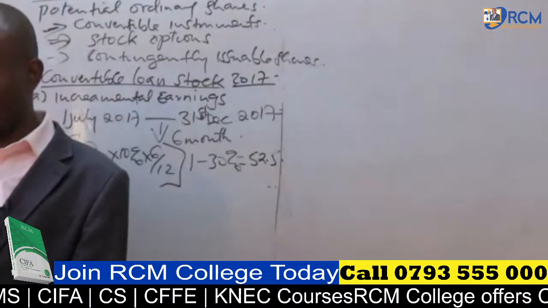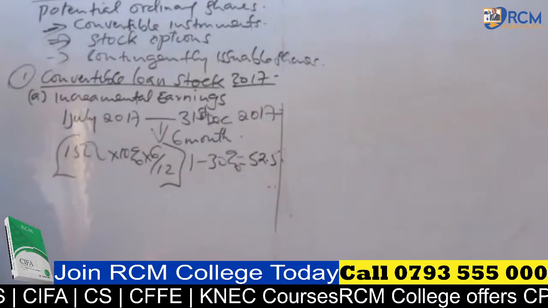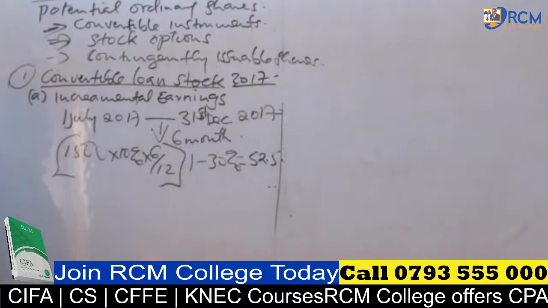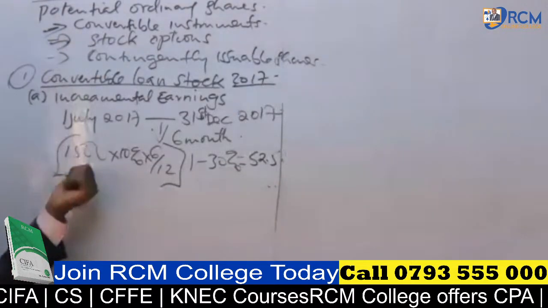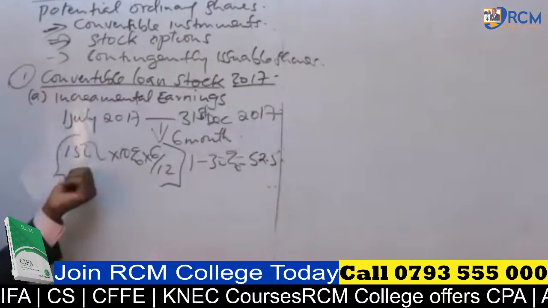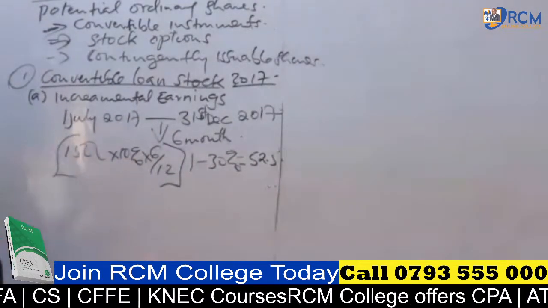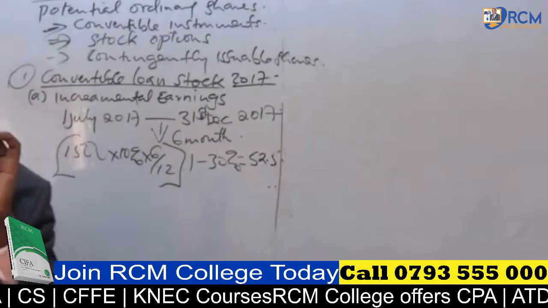52.5. Caroline, John, Sam, you are saying 52.5. That is the interest we are going to save on conversion. Remember, total is 1,500 because in 2017, we did not convert anything. We converted on 1st January 2018. Therefore, in 2017, it was 1,500. But remember, we pay for 6 months because it was issued.